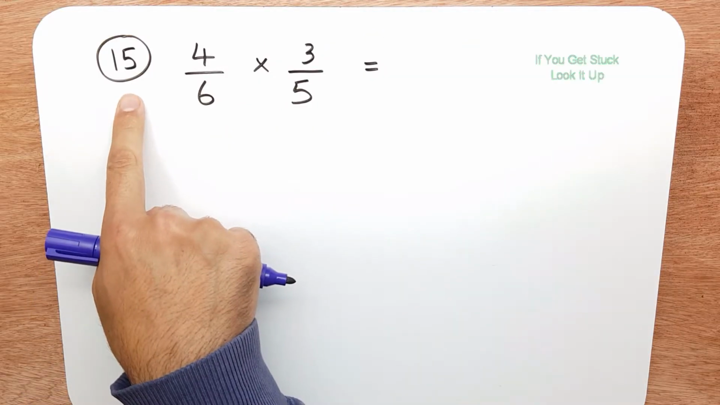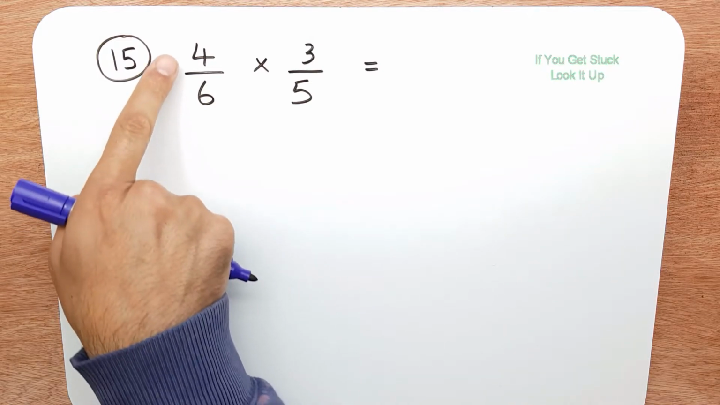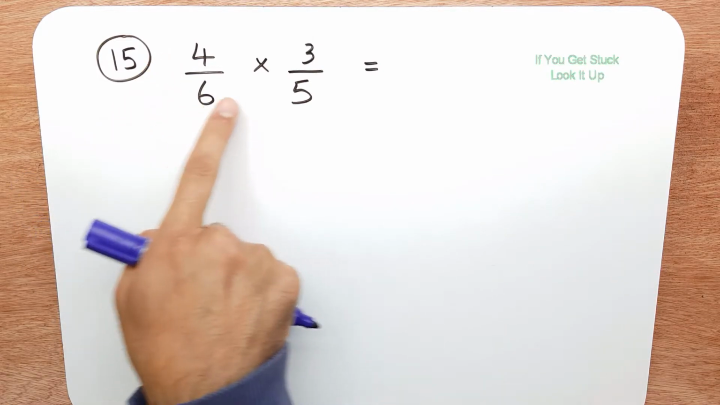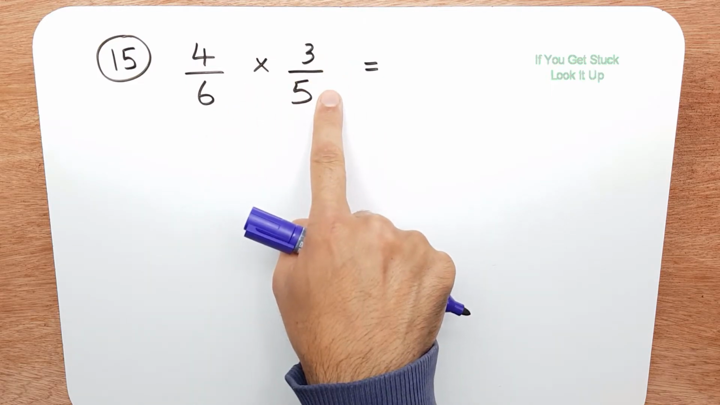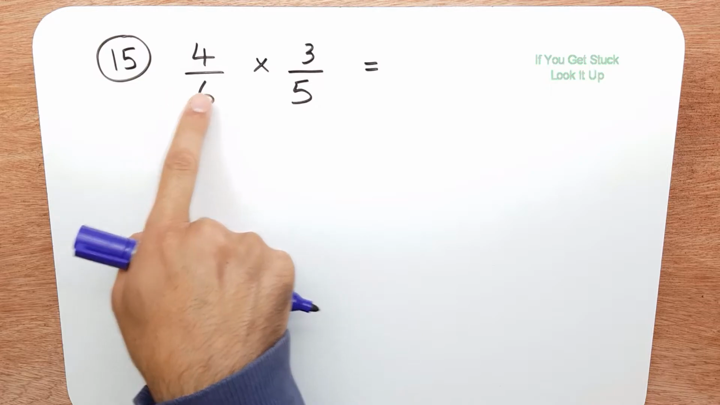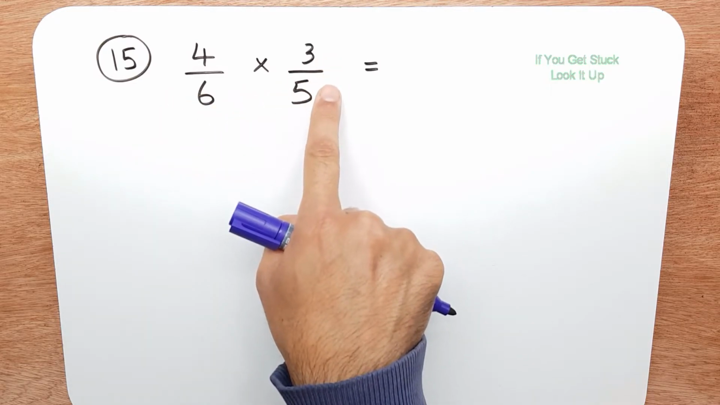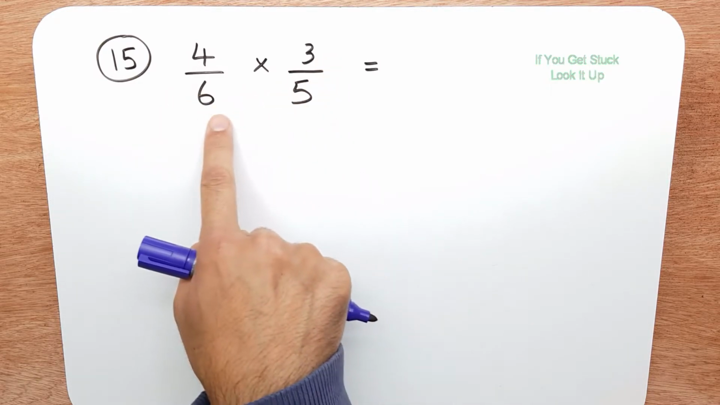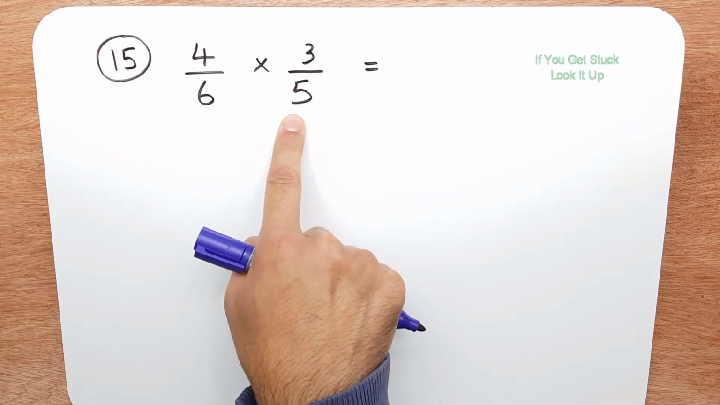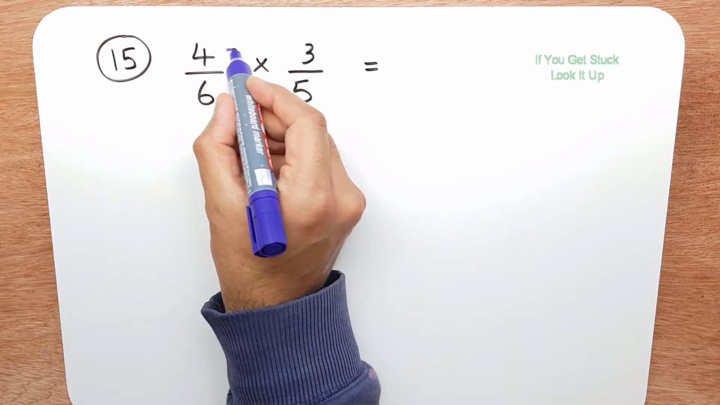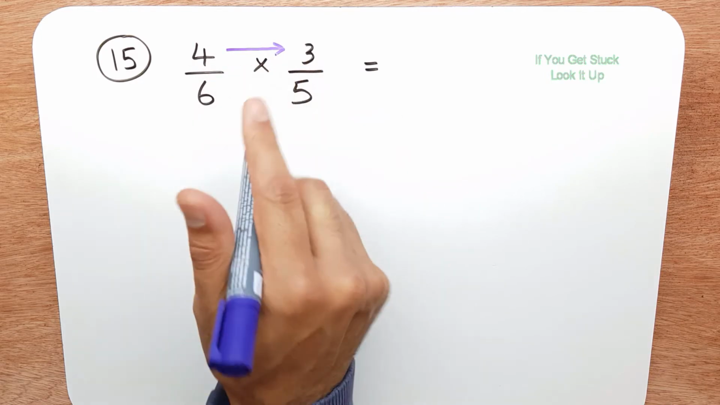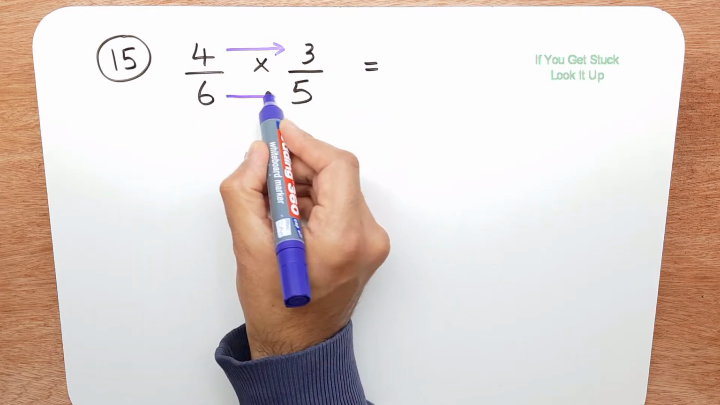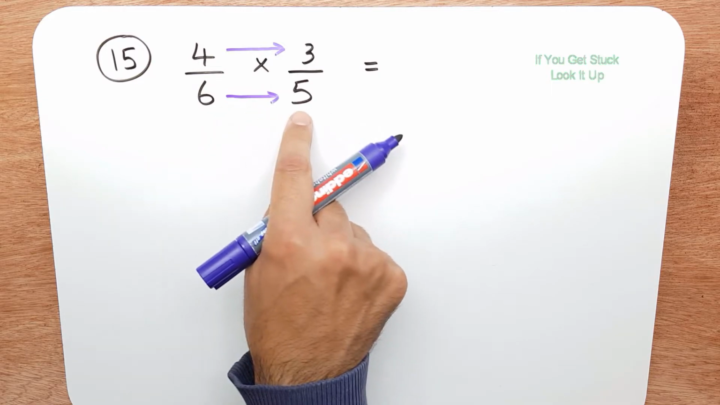Question 15, we're given 4/6 times 3/5, or 4/6 multiplied by 3/5. And with fractions and multiplying, it's straightforward. All you do is you multiply the numerators and you multiply the denominators.